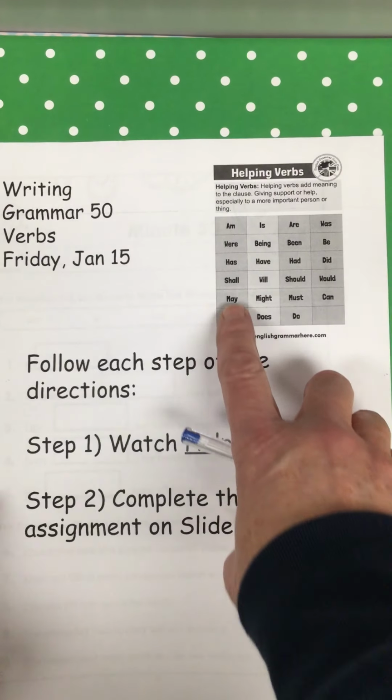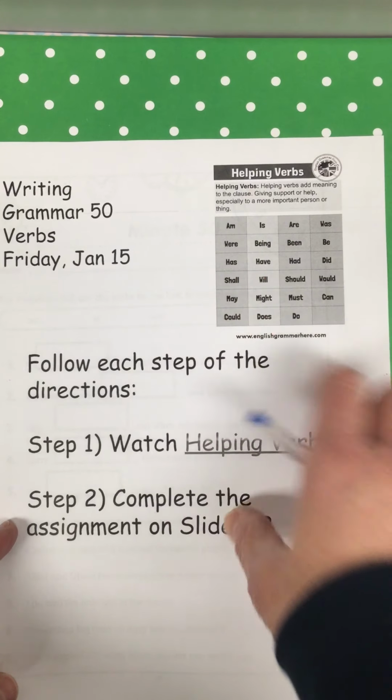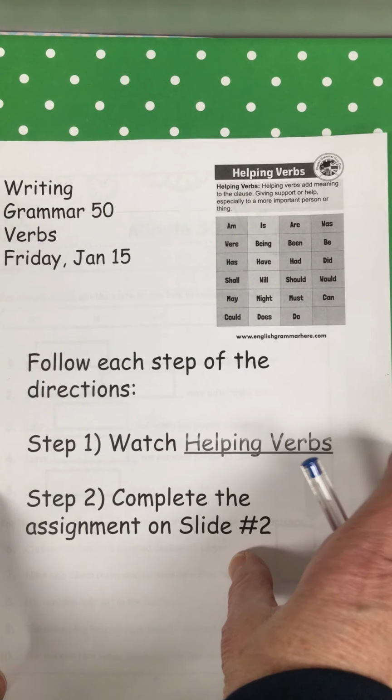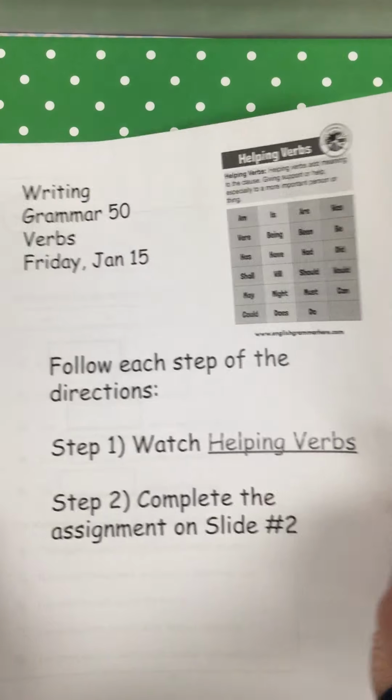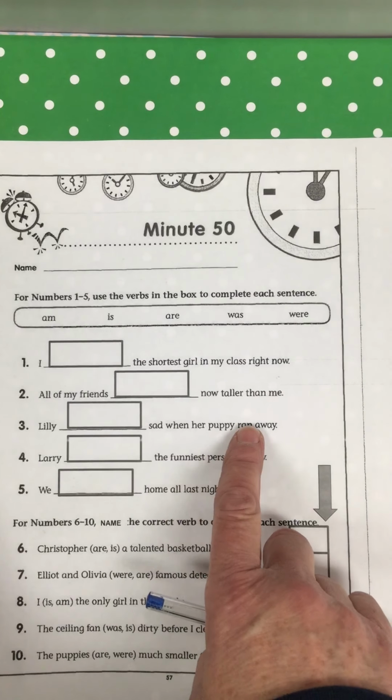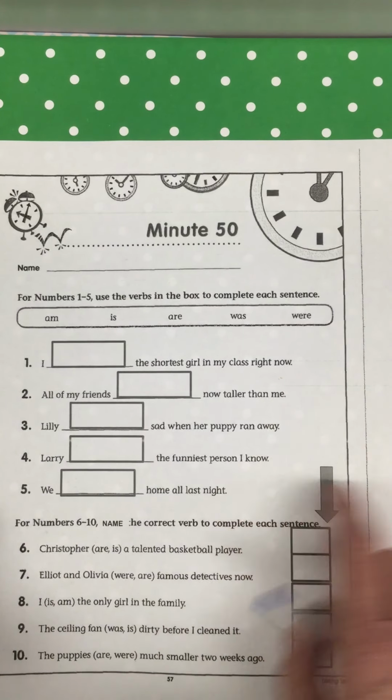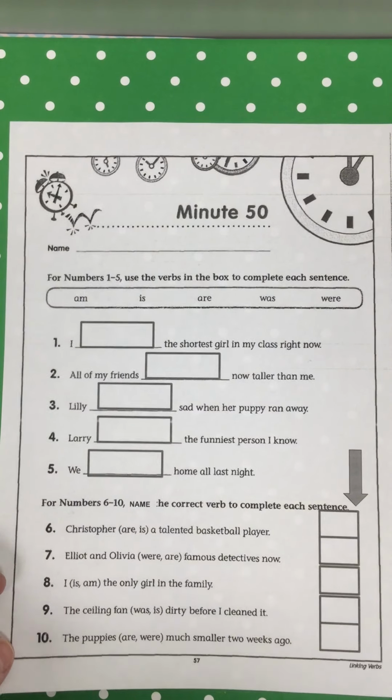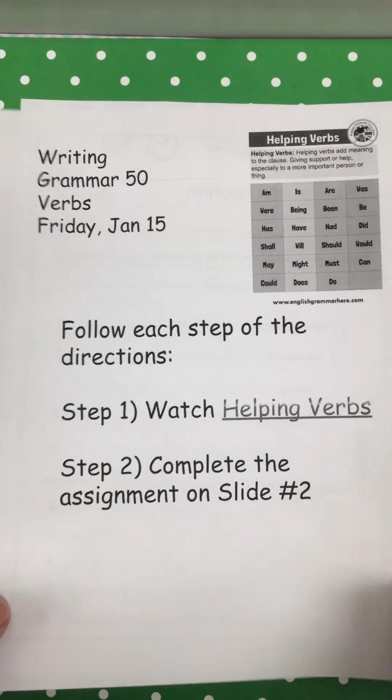And then on Friday, helping verbs. There are little words like is, are, am that help a bigger word, another verb in the sentence. So they give the sentence more meaning. And that's a real short lesson and a nice video on Friday. All right, so let's go back.